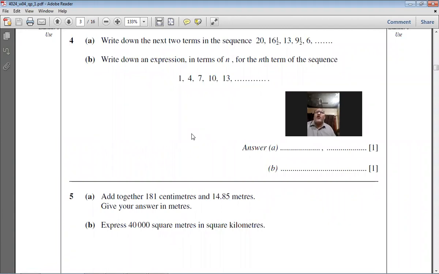Okay, so now on your screen, question number 4 is showing. He says, write down the next 2 terms in the sequence 20, 16 whole 1 by 2, 13, 9 whole 1 by 2, and 6, and so on.